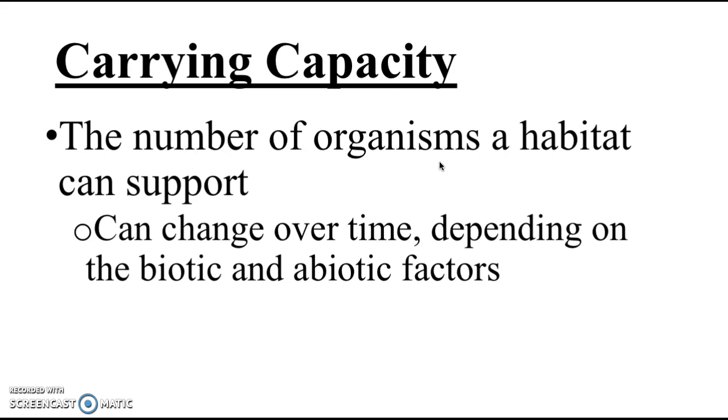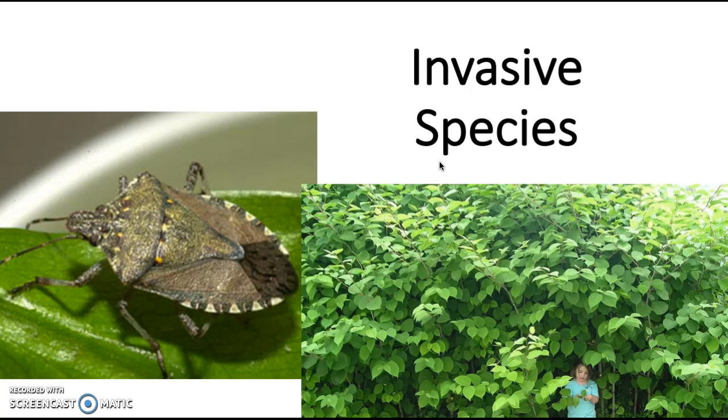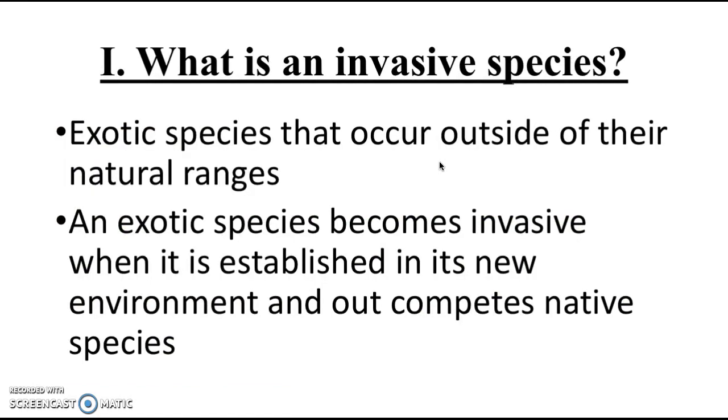So moving on from carrying capacity, we are going to talk about invasive species. And a few of these species you may be already familiar with, like the stink bug or Japanese knotweed, as you can see in this picture on the right, that has completely drowned out this stream bank. When we talk about invasive species, we're referring to exotic species that occur outside of their natural ranges, or typically where they would reside. So an exotic species becomes invasive when it's introduced to a new environment and starts to outcompete the original organisms that were in that environment.